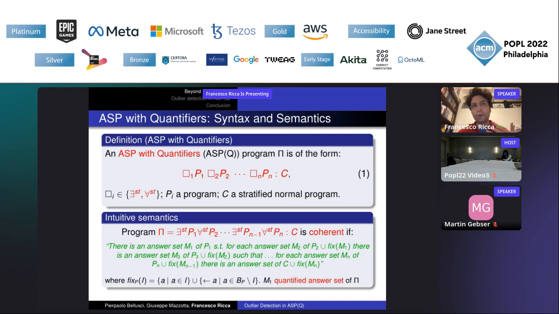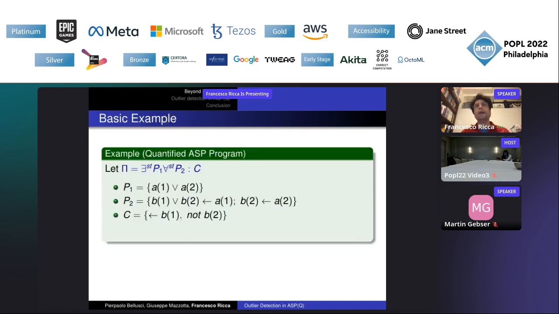Let's look at this through an easier example. A program in quantified answer set programming is like this. You say there exists a stable model of program P1 such that for all stable models of program P2, the constraint program C is satisfied. So in this example, we have a simple disjunctive program P1, another P2, and then C.